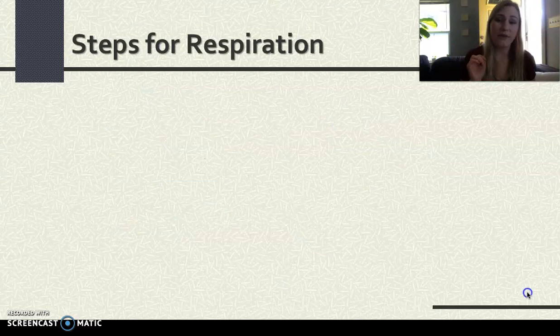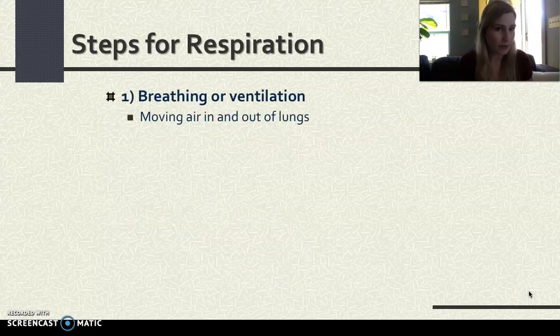So we have many different steps for respiration as well. And I wanted to break this down because it's not always super common to think about this, because it's going a lot more in depth than just your lungs. So we have breathing or ventilation, which is where you are moving air into and out of your lungs. So that requires a lot of muscle. That's where we have those intercostal muscles in between your ribs, as well as your diaphragm, that's going to assist in getting air in and out.